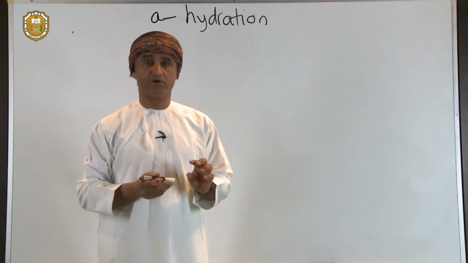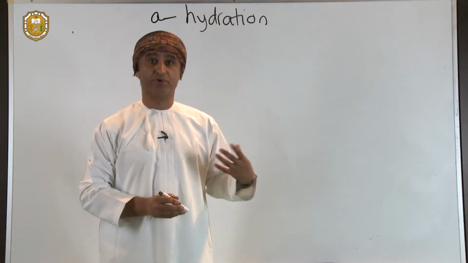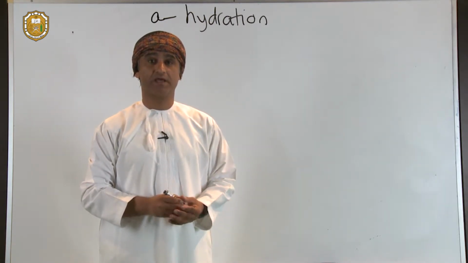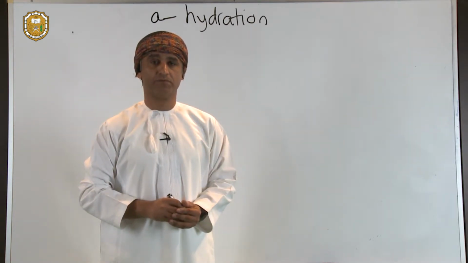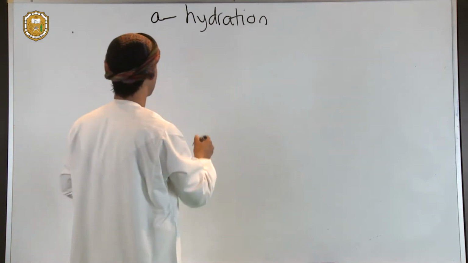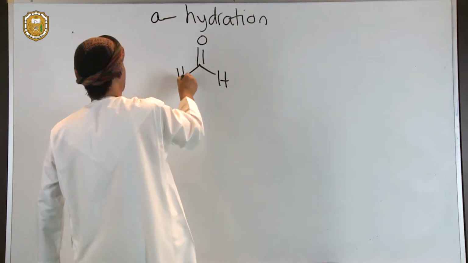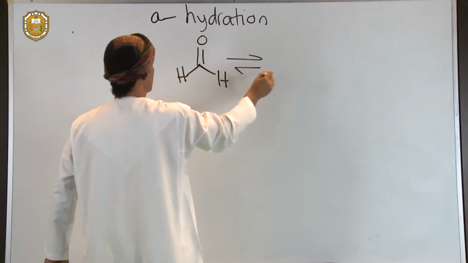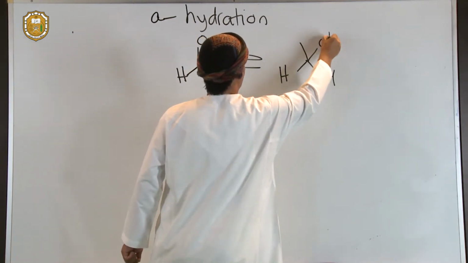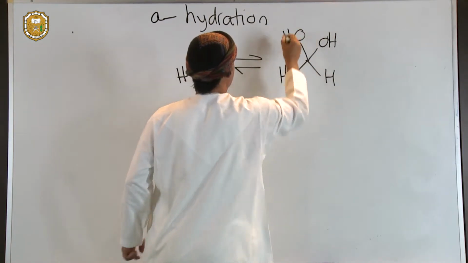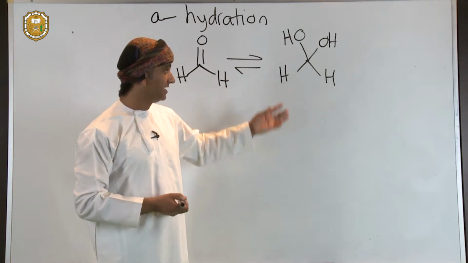Formaldehyde undergoes an equilibrium reaction to form the corresponding hydration product, where there are two hydroxyl groups attached to the carbon of the carbonyl group. That's a diol. So let's write that reaction. Formaldehyde undergoes equilibrium with the corresponding hydration product. If you look at that product, it's actually a diol.